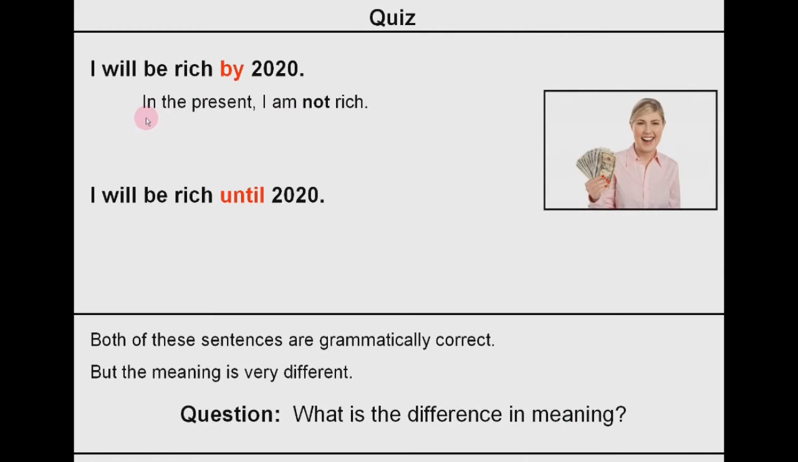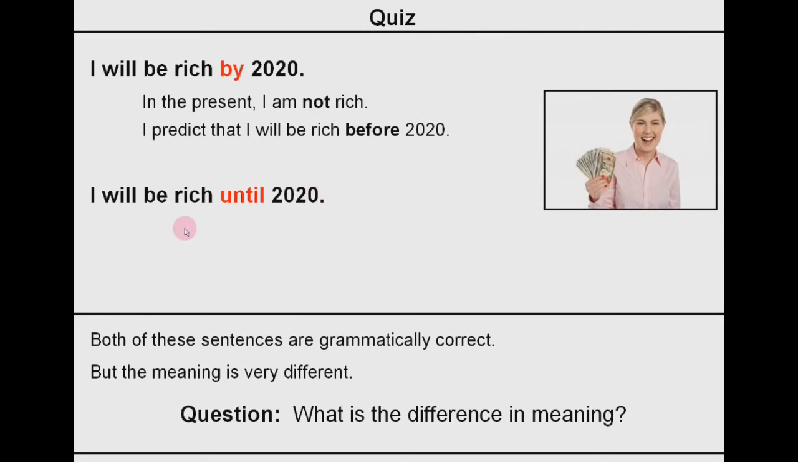So here we are. This sentence, it means that in the present, I am not rich. So at the moment, currently, I am not rich. But I predict that I will be rich before 2020. So it is perhaps my objective to be rich before 2020. I would like to be rich before 2020, but now I am not rich.